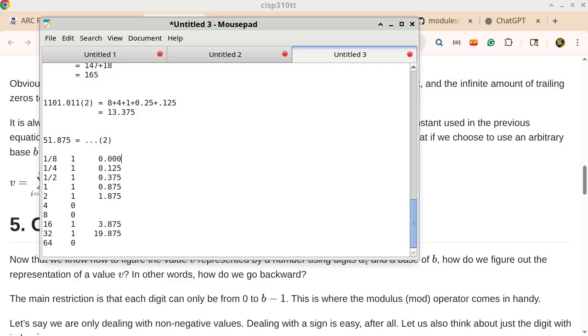Is this related to the way you make change in American currency? It's not. It really is the same thing, except this is easier. Because in American currency, sometimes you have to use division.